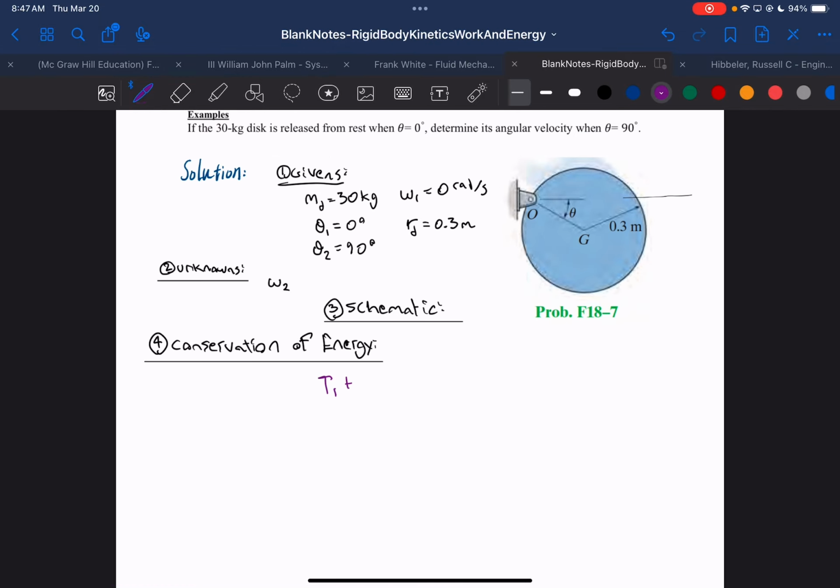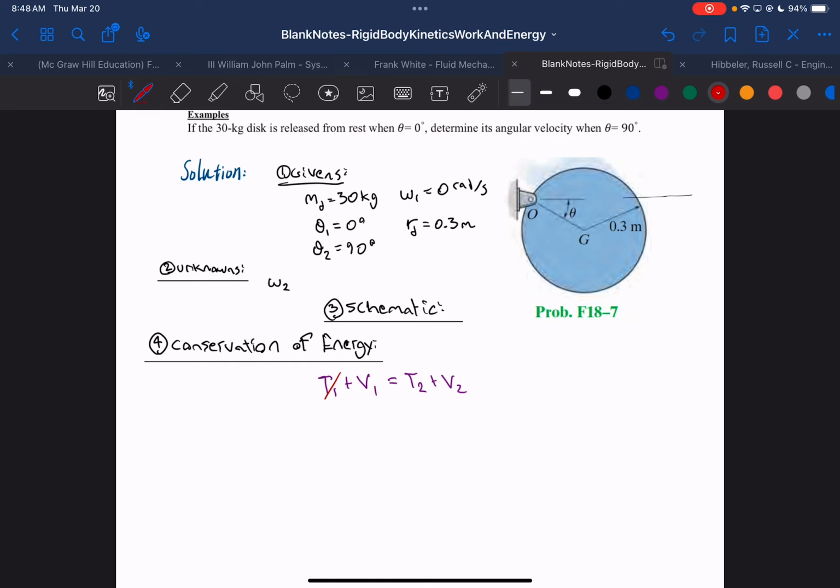Okay. We're going to start with our formula. T1 plus V1, my kinetic energy in state 1 plus my potential energy in state 1, is equal to my kinetic energy in state 2 plus my potential energy in state 2. Do I have any kinetic energy in state 1? Do I have any angular velocity? Do I have any linear velocity? No. So automatically I know that this one is 0. I can cross that out. Do I have any potential energy in state 1?